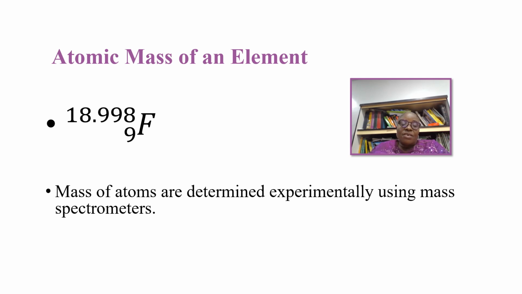We can calculate the number of neutrons in an atom if we know the atomic mass and the number of protons.